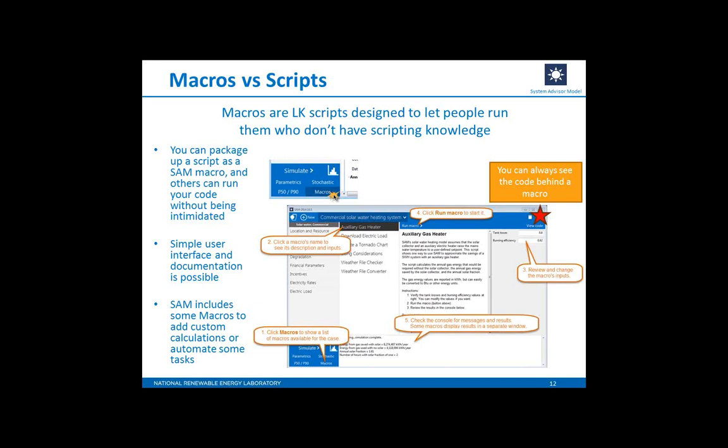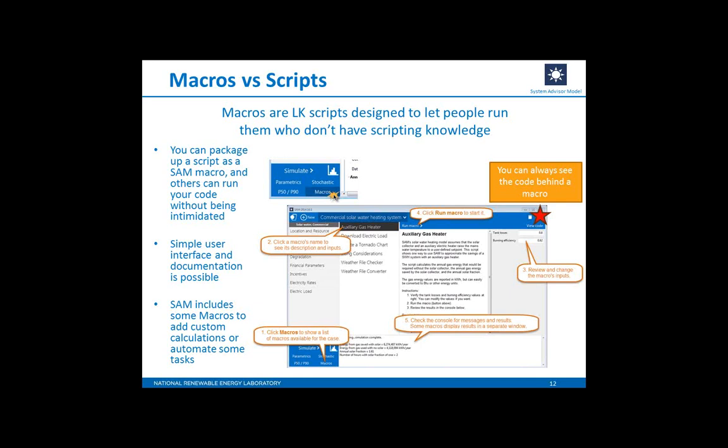And then SAM comes with a set of macros for commonly used features, such as doing some calculations about an auxiliary gas heater if you're doing a solar water heating simulation. There's also a macro to check weather files for errors or to convert them from different formats. So there's a lot of different types of scripts that you can write that do different things.